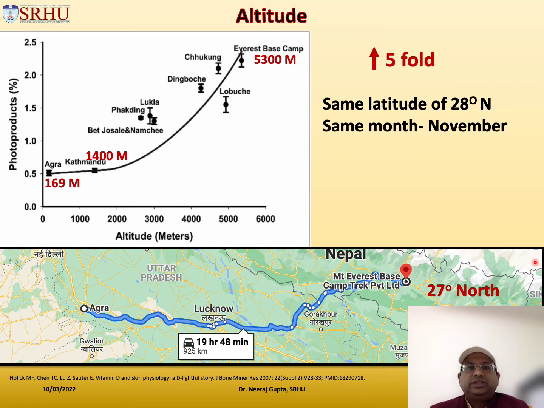Now I would like to present another interesting study where the level of vitamin D and its photoproducts were measured in the month of November at various altitudes at 28 degrees north of the equator. Now it has been seen that there was a five-fold increase in vitamin D level at the Everest base camp, situated at 5300 meters, as compared to Agra, which was at an altitude of 169 meters.